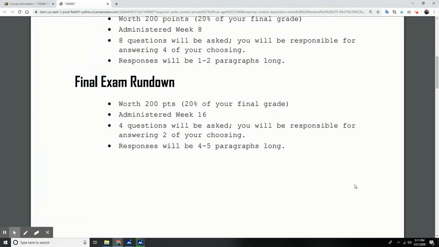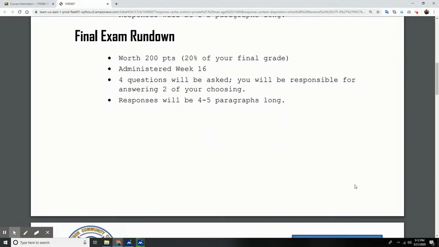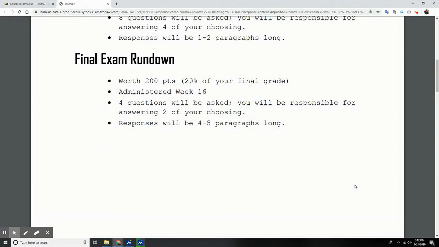That's going to be 200 points. Again, just like the midterm, it's going to be 20% of your final grade. It'll be administered the last week of classes, not the week 16. Just keep that in mind, if any confusion. I'm going to ask you 4 questions, and you're going to be responsible for answering 2 of them. The responses are going to be 4 to 5 paragraphs long.